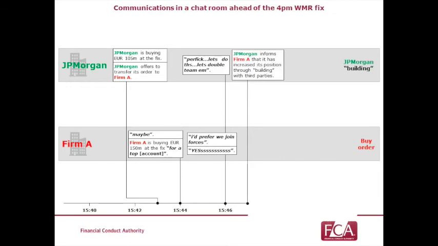This is an example of building. JPMorgan's building with third parties outside the chat room effectively increased the volume of orders held by them in the desired direction. The more you have to trade in the fix window, the greater your potential influence on the fix. Firm A is monitoring activity in relation to the forthcoming fix in the interdealer broker market. I got the bookies covered.